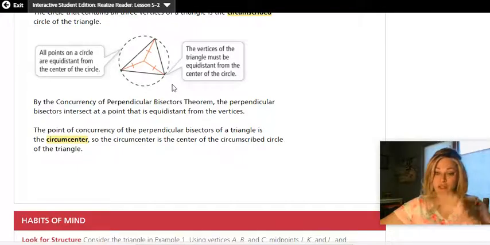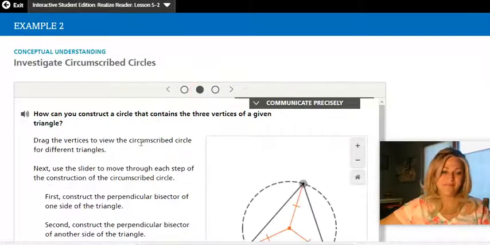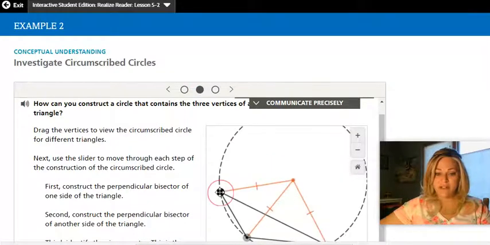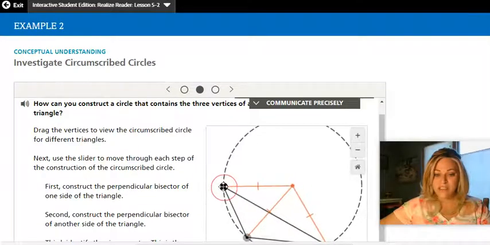Circumscribed circle means a circle around the triangle. So let's manipulate this. And you can drag and move this. If I move these points of the triangle, look how the circle changes. Look how the point changes, this circumcenter. It's not even in the triangle anymore.